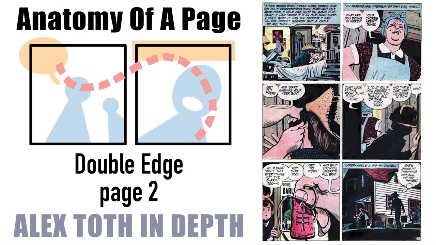For this episode, we're doing an anatomy of a page, which is page 2 of Double Edge, which was written by Steve Skeates, published in DC Comics Witching Hour 12 in 1970.